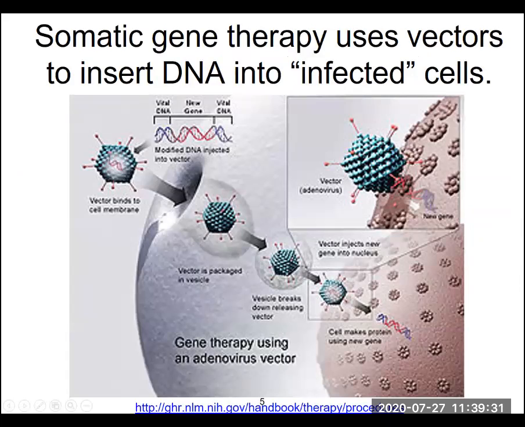So if we look at it, again, somatic gene therapy is going to use our vector, normally a virus, to insert the DNA into specific affected cells, and we're going to infect the cells. We're going to infect these cells with our virus particle, and as that virus particle goes in, it's going to take over that cell, and in doing so, cause that cell to produce the protein that needs to be repaired.